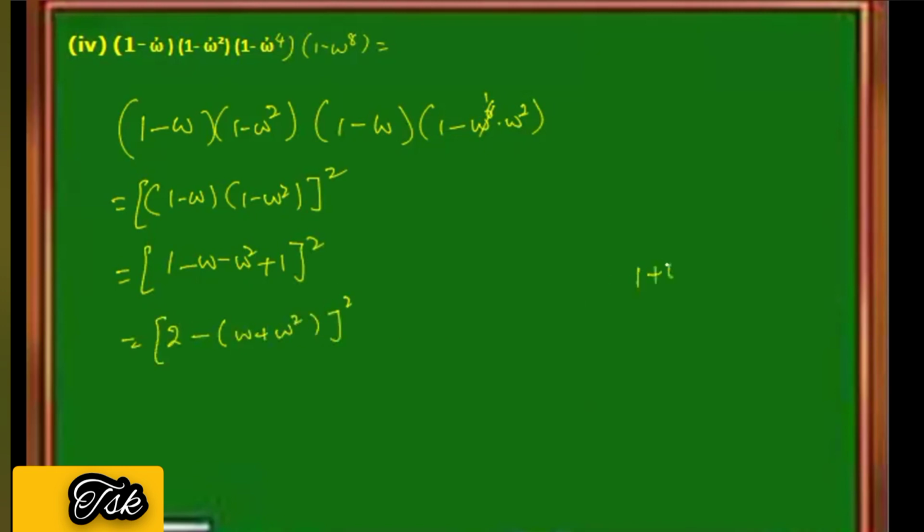Since 1 plus omega plus omega square is equal to 0, omega plus omega square is equal to minus 1. So this becomes minus 1. 2 minus of minus 1 whole square. So total it is 2 plus 1 whole square, which is 9. Next problem. Look into the next one.